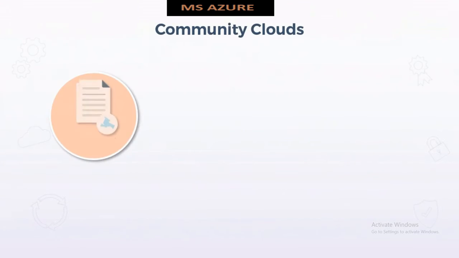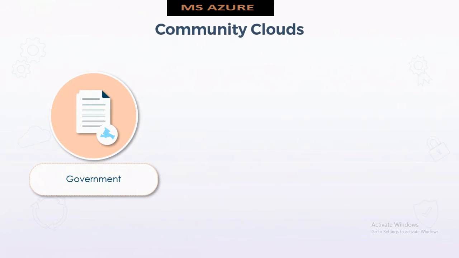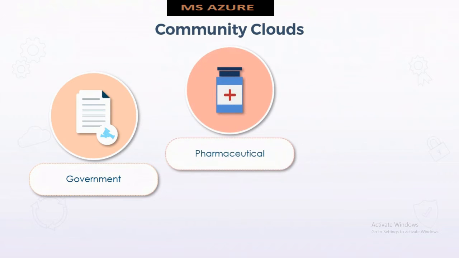So we've established that a community cloud can apply to a government like the US government, or to organizations doing business in Germany or China, that type of thing. Also, community clouds can apply to specific industries like the pharmaceutical industry. Now, how would that play in?